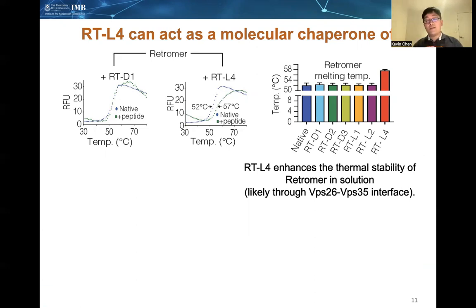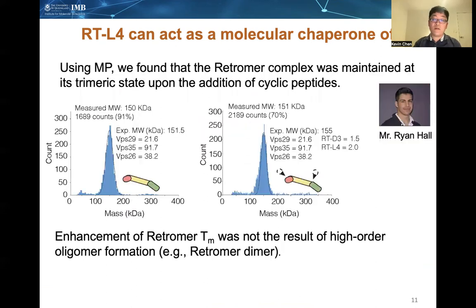We think it's likely because it binds to the VPS26-35 interface, whereas all the others almost all bind to the VPS29 subunit. So in other words, it is most likely the one that binds to the interface in order to stabilize the retromer, which is what we think it is.